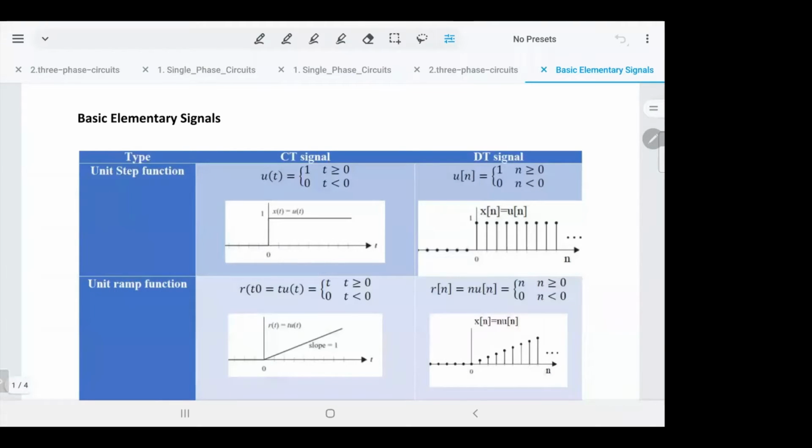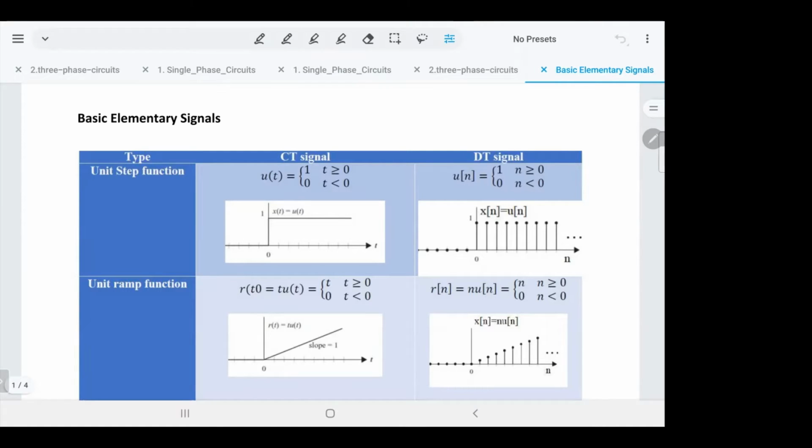See, it's 0 if the time is below 0, negative, and starting from 0, it jumps to unity, and will be 1 all the time. If it's discrete, you will start from 0. When n equals 0, it's 1. n equals 1, it's 1. n equals 2, it's 1. It's the same as continuous, but just taking discrete time instants. That's also called the unit step digital discrete time signal.